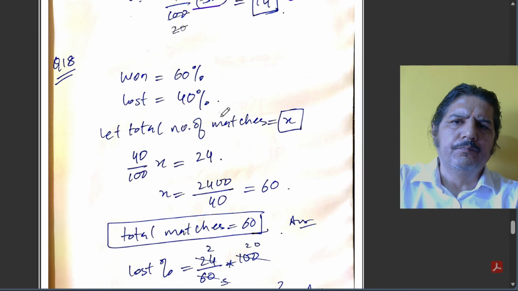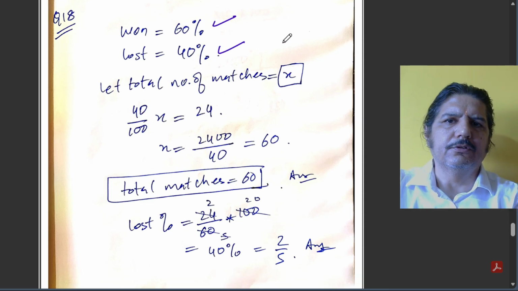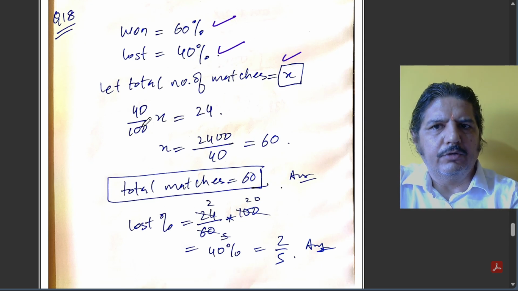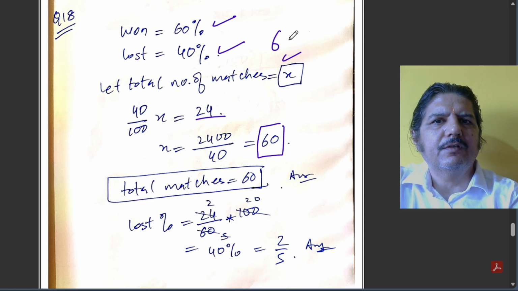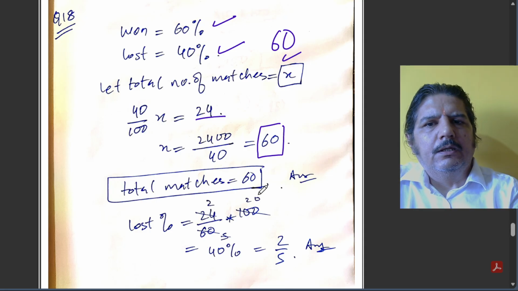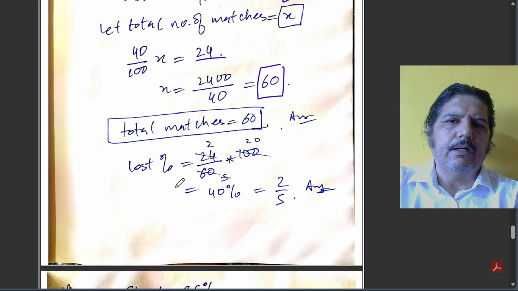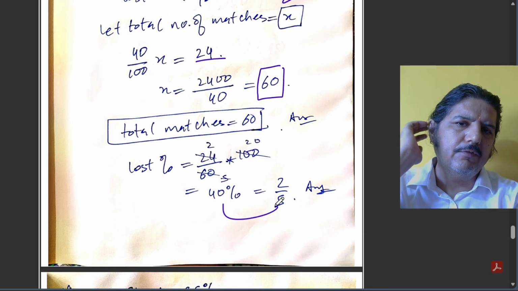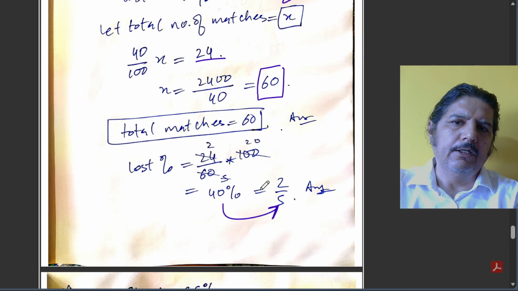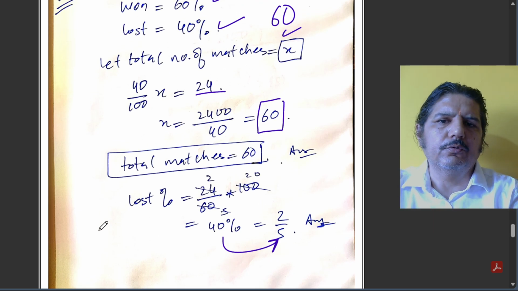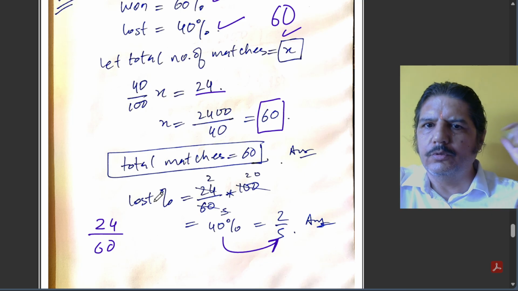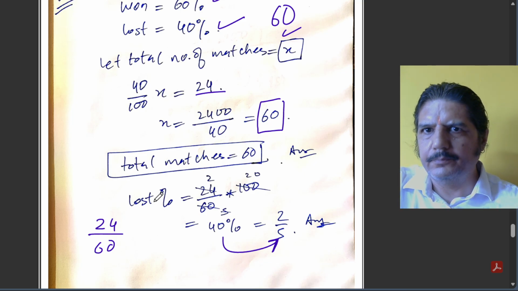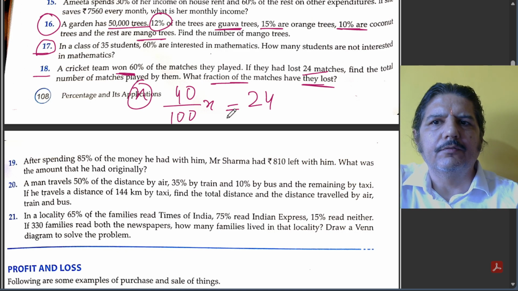Question number 18. So won is 60%, lost is 40%. Total number of matches is X. So 40% of X is 24. You calculate the value of X. X is 60. So the total number of matches they have played is 60. Now, if you want to find the fraction, I've found the percentage and then converted to fraction. You can directly convert to fraction also, not an issue. So this will be 24 upon 60. You calculate the value, that will be equal to 2 upon 5. That will be the final answer. Again, a simple question, not very difficult.